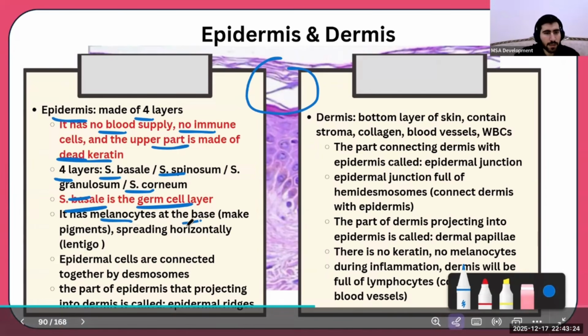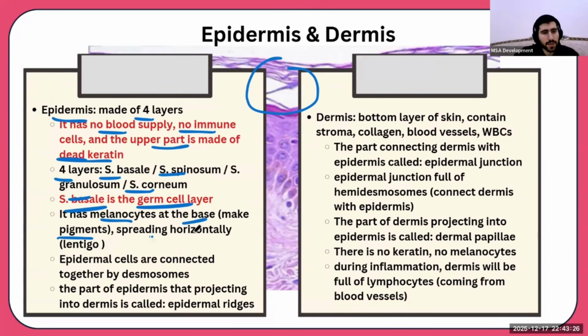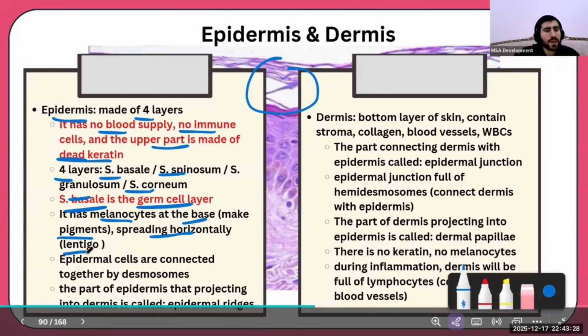It has melanocytes at the base that make pigments. It's spread horizontally, which is called lentigo. I'll talk about this later. Epidermal cells are connected together by desmosomes.